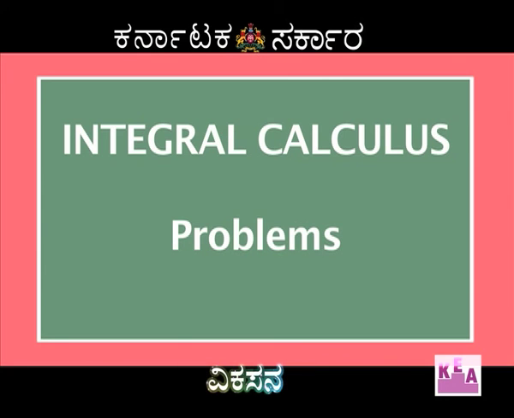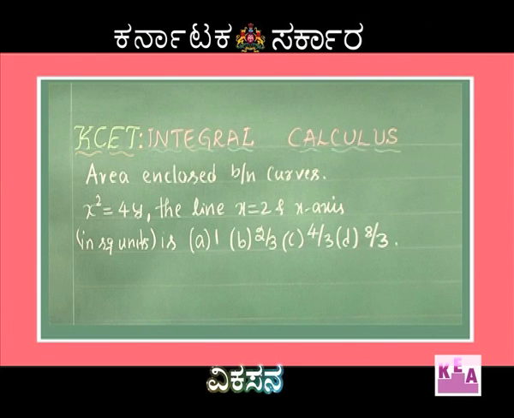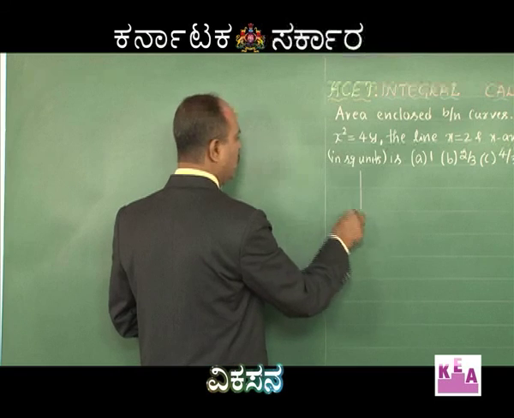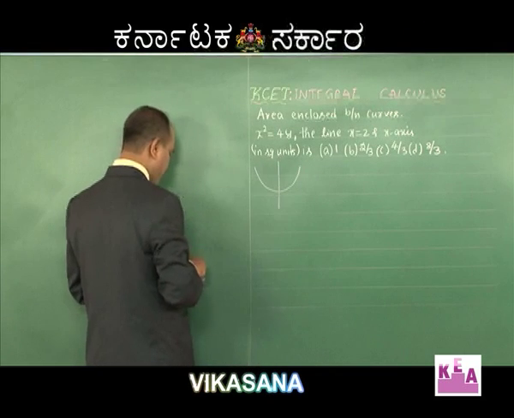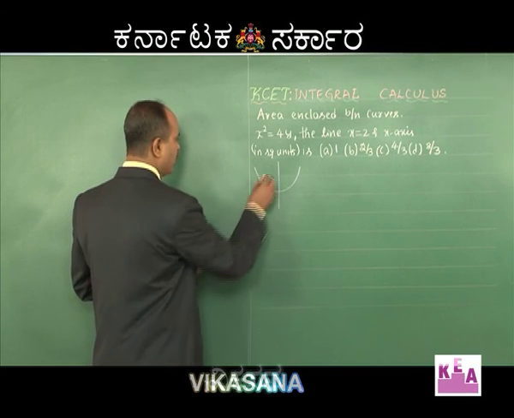Now first let us talk about a question. The area enclosed between the curves x square is equal to 4y, the line x is equal to 2 and the x-axis in square units is: option A 1, option B 2 by 3, option C 4 by 3 and option D 8 by 3. Dear students, you must be aware of this. X square is equal to 4y is a parabola which is facing upwards.